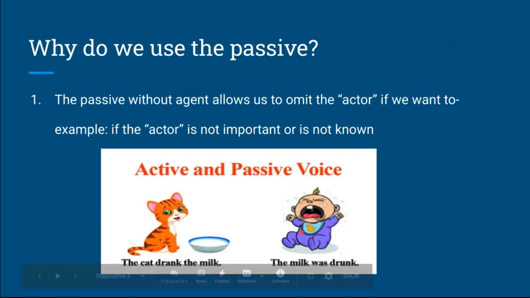Why do we use the passive? The first reason we use the passive is without agents, because it allows us to omit the actor if we want to. Let's see an example. The cat drank the milk. This is the active. We know that the cat did that action. In the second example, in the passive voice, the milk was drunk, in brackets, by the cat. So we omitted that information.